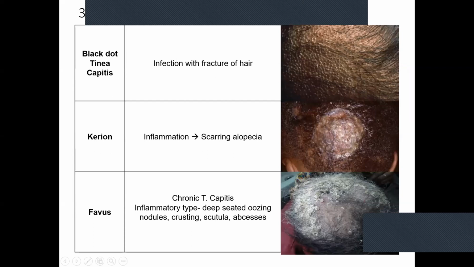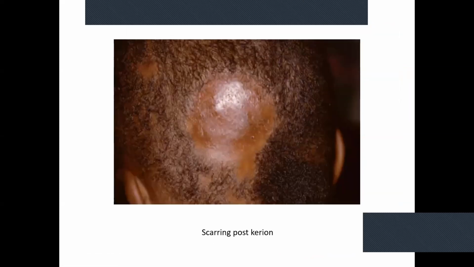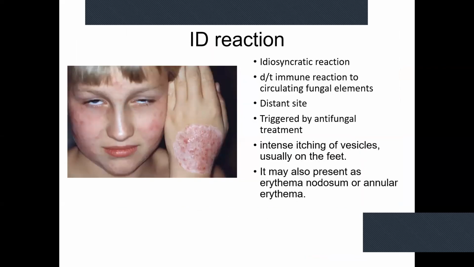This is post kerion, the appearance of the scarring which is there. There is something called an id reaction, that is an idiosyncratic reaction, mostly seen after treatment with the antifungal. It may be at a very distant site, for example in any tinea infection, the infection is over here, but the id reaction is seen in the form of itching, tiny vesicles over the face, erythema. It can occur anywhere, at a distant site from the primary infection. It is due to the immune reaction to the circulating fungal elements. It may also present as erythema nodosum or annular erythema.